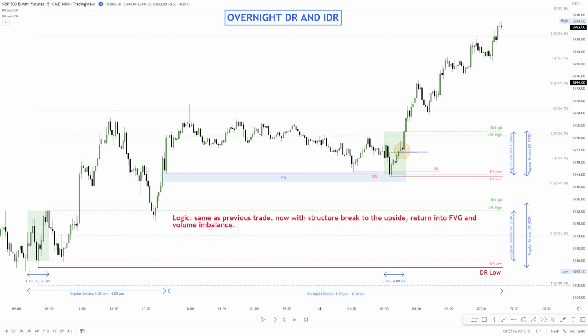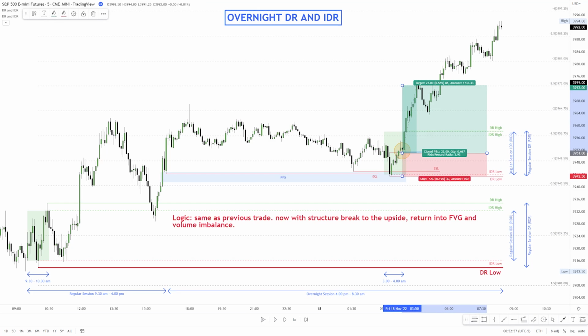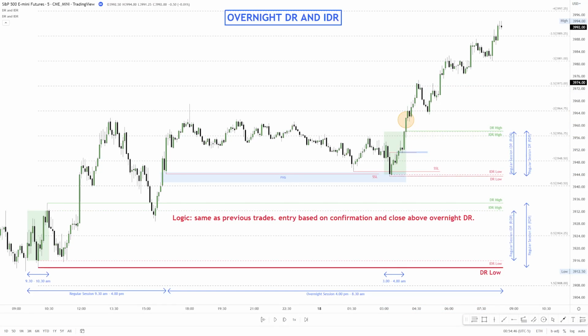Price goes up and delivers a structure break with a small fair value gap and a volume imbalance to return to. Applying the same logic as in the trade before, we enter in the fair value gap, stop below the ODR low, and the target will be the same as in the former trade, locking in another 2.93 risk-reward ratio trade with high probability.